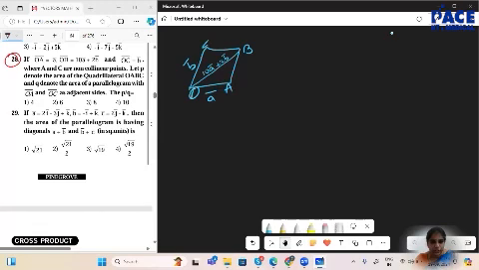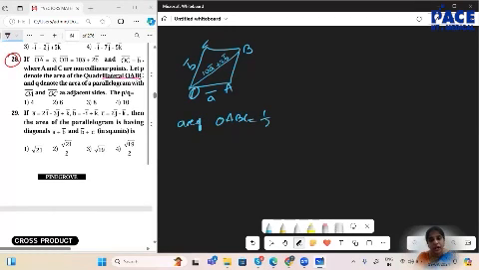Now for question 28, you are given OABC is a quadrilateral. OA vector is A, OB vector is 10A plus 2B, OC vector is B, wherein A and C are non-collinear points. P denotes the area of the quadrilateral OABC. We have just now done this, isn't it? So what is the area of quadrilateral OABC?